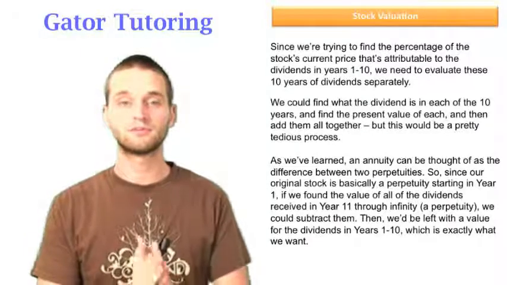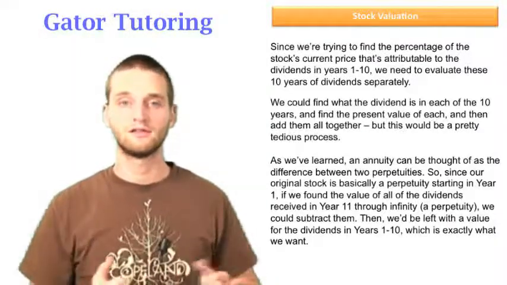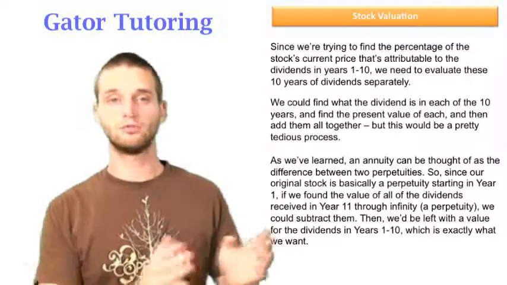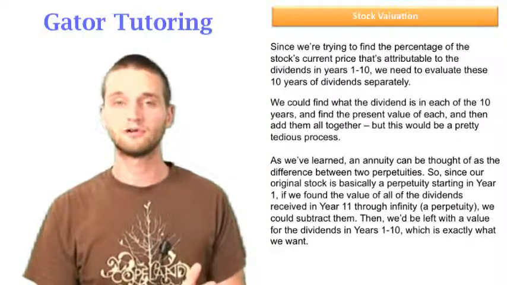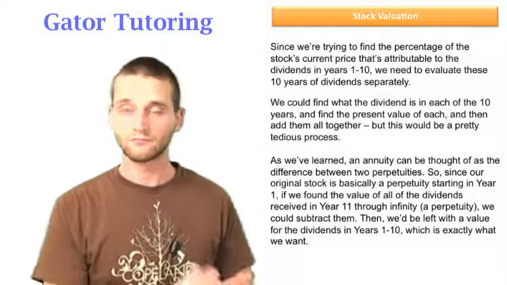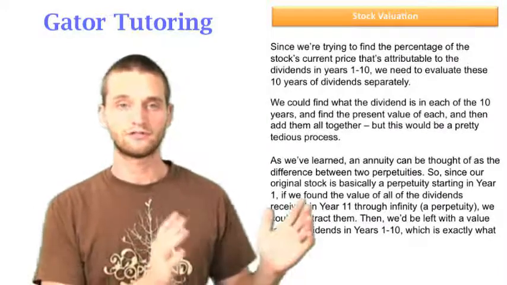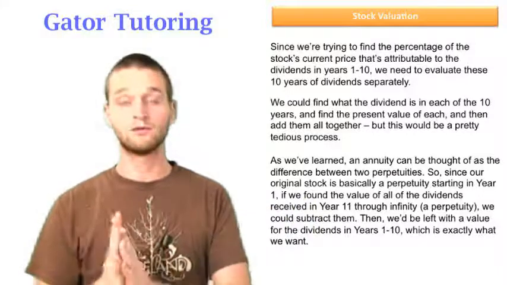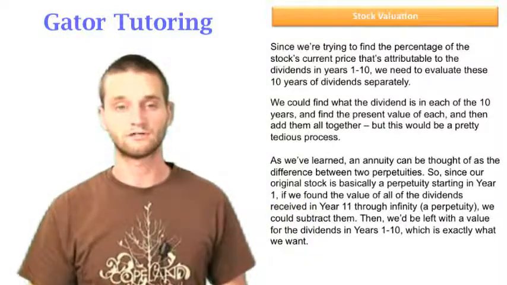So basically we're going to split up the whole stock, the infinite stream of cash flows, into two different perpetuities. One that starts in year 1, which we already have, it's the price, and one that starts in year 11, which we're going to find. And the difference is just the chunk that's in between, which is years 1 through 10, and that's what we're looking for.